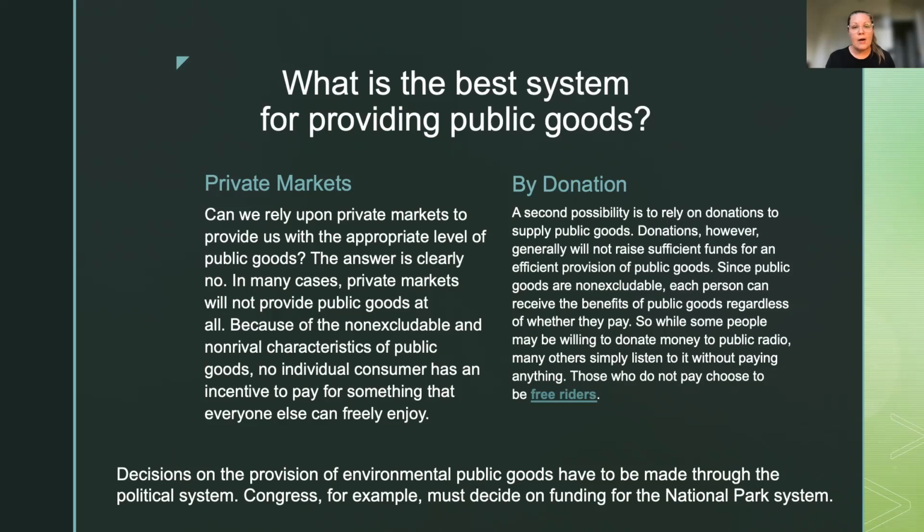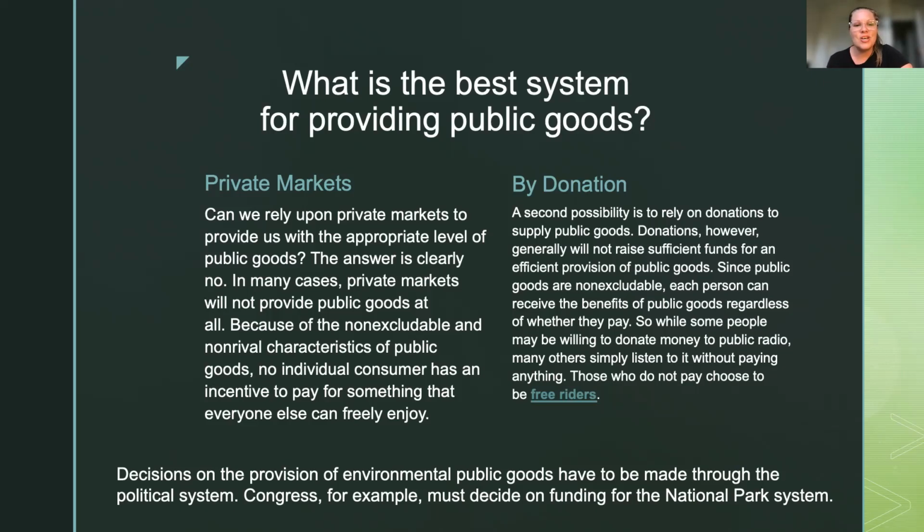However, we have thought about asking people for donations to provide these things. This is a second possibility. Donations, however, tend to not raise sufficient funds for the efficient provision of a public good. Since the public goods are non-excludable, each person can receive the benefits regardless of the amount that they pay. So while some people might be willing to donate money to, say, public radio, many others will simply listen to it without paying anything. Same with national parks, same with streetlights if it was up to donation only. Those who choose to benefit from the public good without paying are called free riders.